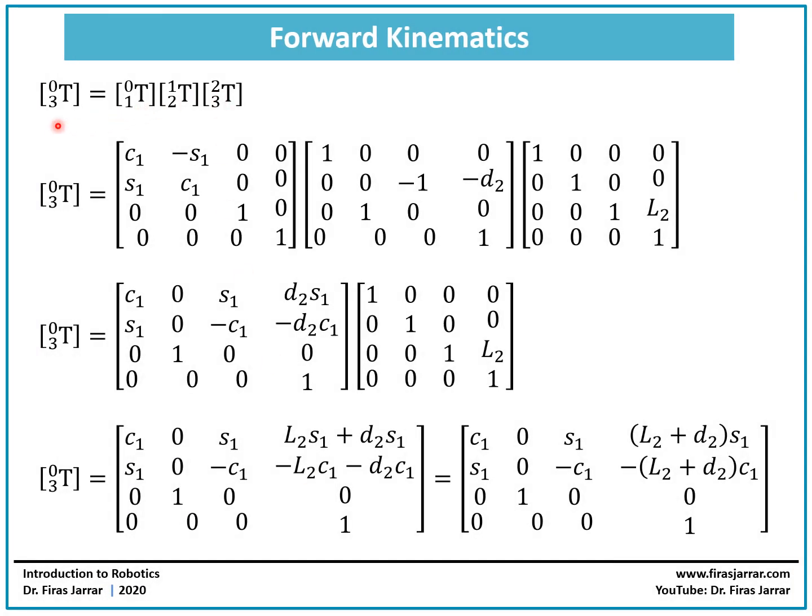So to find the transformation matrix of frame 3 with respect to frame 0, I have to multiply these 3 matrices. And this is straightforward, and I will be able to obtain the final result here. This represents the forward kinematics that we will be using in the inverse kinematics analysis. So given any θ1 value and d2 value, I can obtain the final transformation matrix, which gives me the orientation and the position.